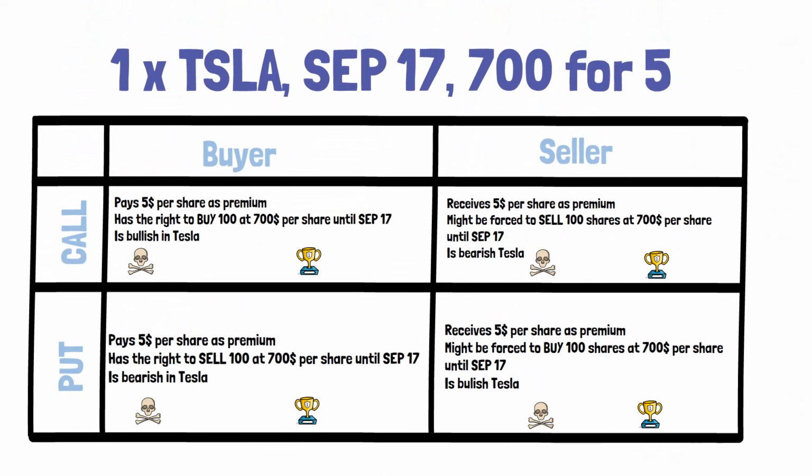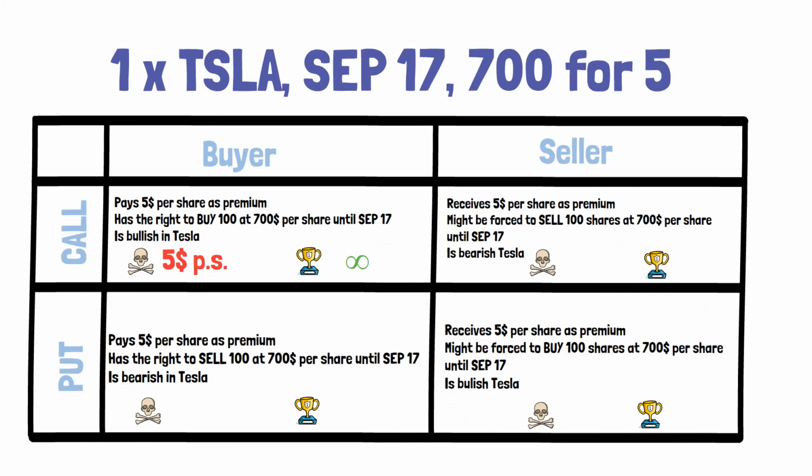Let's go back to our original example with Tesla. Assume that Tesla is trading today at $700, and we are looking at call and put options with strike price of $700, premium of $5 and expiry date September 17. If you are buying the call option, your maximum loss will be the $5 you paid for the premium. Your maximum reward is infinite, since there is no limit for how high Tesla stock can rise.